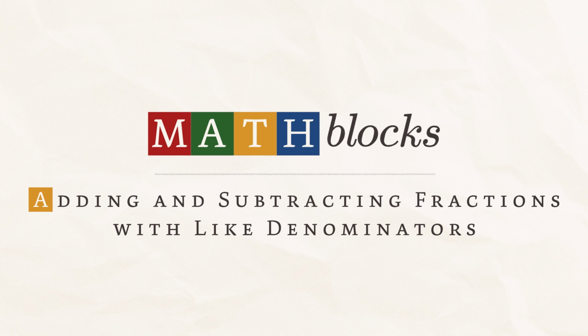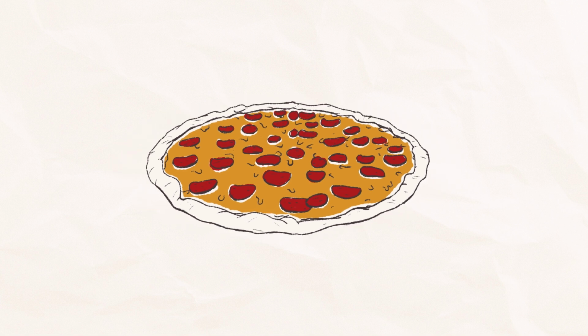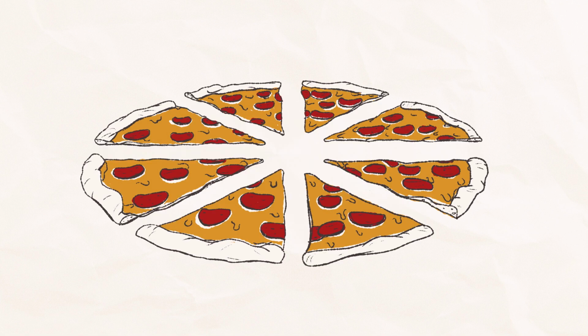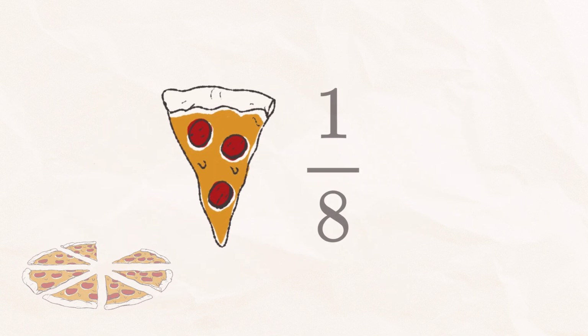Adding and subtracting fractions with like denominators. A fraction is a number that represents some part of something, like a pizza, that has been divided into equal-sized parts. A pizza might be divided into 8 equal-sized slices. Each pizza slice here is 1/8 of the whole pizza. We can write this with fractional notation as 1/8.